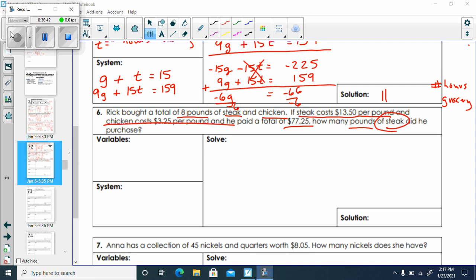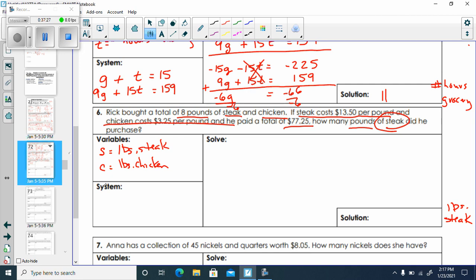Now to decide on our two variables. We're talking about steak and chicken. Okay, now what did it finally ask us for? How many pounds of steak did he purchase? So this is going to be pounds of steak. Okay, so we're talking about steak and chicken. So here are my variables. I'm going to say S is my pounds of steak. And I'm going to say C is my pounds of chicken. See, I've used S and C, and I can tell what they are when I'm doing it.